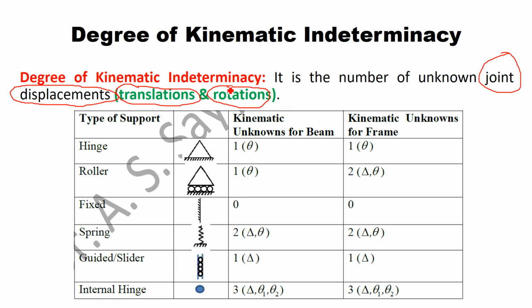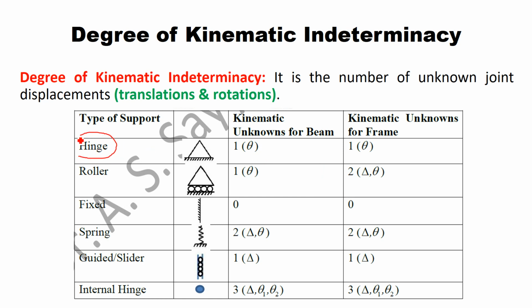So if you count the total number of unknown joint displacements in the structure, that total number of joint displacements is called the degree of kinematic indeterminacy. To make our problem or calculation simpler, I have given the various supports which can be provided in the structure and how many kinematic unknowns or joint displacements are present at that support, that is also written. If you remember this, you can easily find the degree of kinematic indeterminacy.